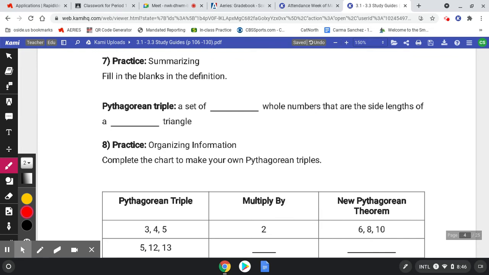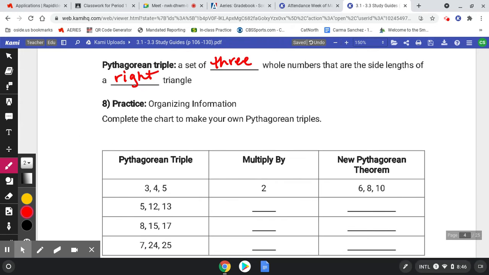Okay, now let's talk about something called the Pythagorean triples. A Pythagorean triple is a set of 3 whole numbers that are the side lengths of a right triangle. Below here, they give us some examples. So 3, 4, and 5 are Pythagorean triples. But we could also multiply those originals by 2, and we would get the new Pythagorean triples: 2 times the original values, or 6, 8, and 10. So 3, 4, and 5 are Pythagorean triples, and so are 6, 8, and 10.